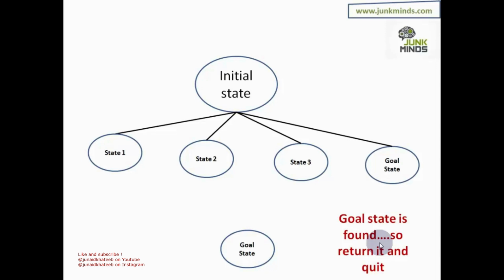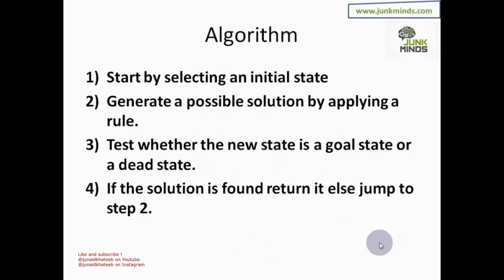Else the process goes on till I've applied all the rules. Now, if I need to give you the algorithm, this is what it is. Start by selecting an initial state, generate a possible solution by applying a rule, test whether the new state is a goal state or a dead state. If the solution is found, then return it, else jump to step 2.